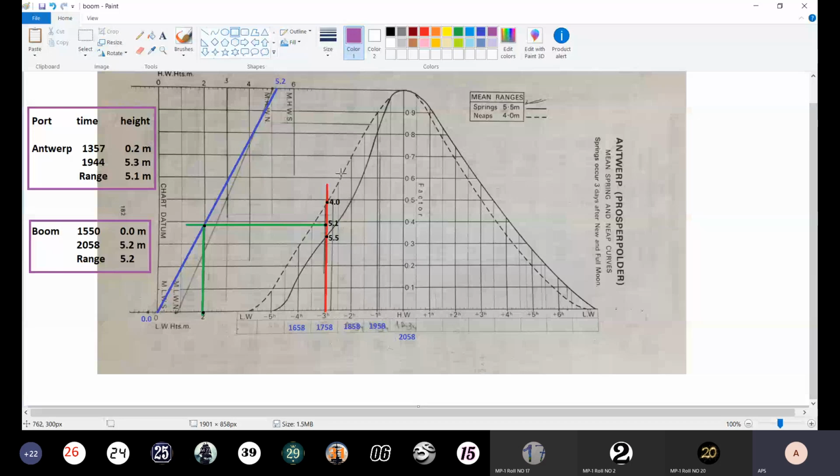Now this vertical line cuts the spring curve, the bold line, here at this dot. And I put 5.5 here. That means that range is 5.5. See the spring range 5.5 written right hand side top of the page. So put down this black dot is for 5.5. The intersection of this vertical line with the spring curve is 5.5. And the intersection of the vertical line with the dotted curve is 4.0. See, neap.